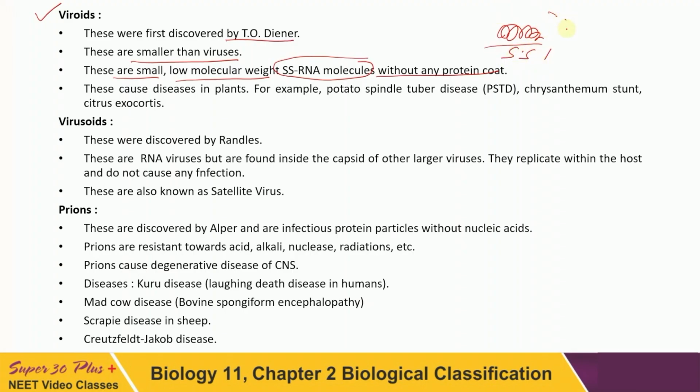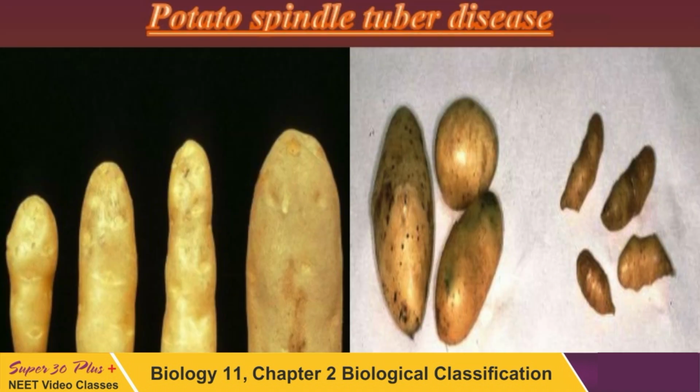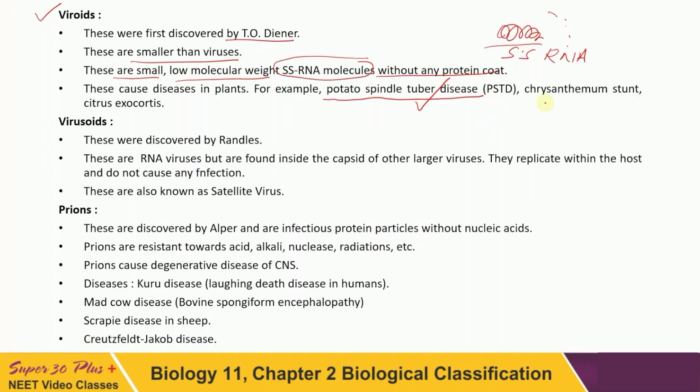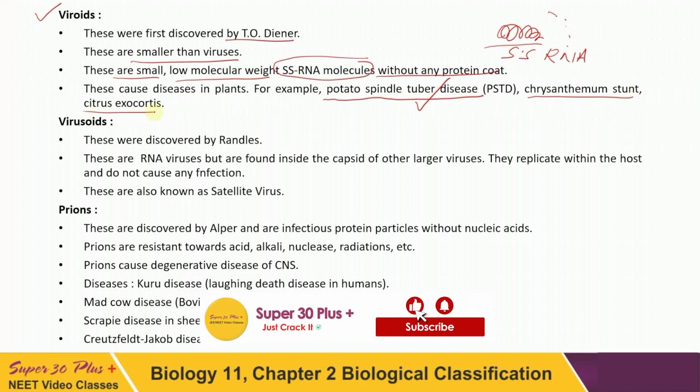It is not surrounded by a protein coat. Only single-stranded RNA is there. They cause important diseases in plants. Potato spindle tuber disease is a very important one, you have to remember. In short, we may call it PSTD. Then chrysanthemum stunt and citrus exocortis, three important diseases caused by viroids in plants.